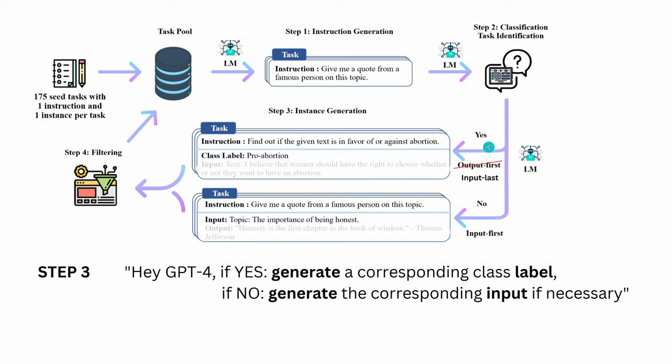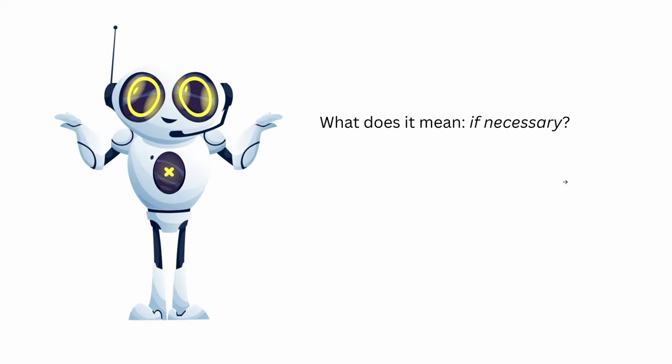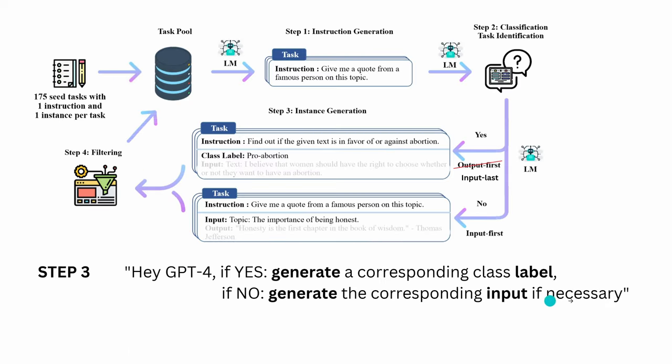Now here in the first case, if we have an instruction, GPT-4 comes up with a synthetic class label. Now it has to come up with an input text. And this is why I say now input last. This is here the last step. And here input first, if you want, after the instruction. This is all there is to it. It's very simple. And you might say, hey, what does he mean if necessary? And I say, yeah, if necessary.